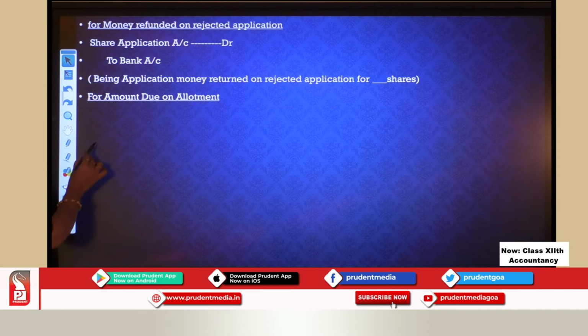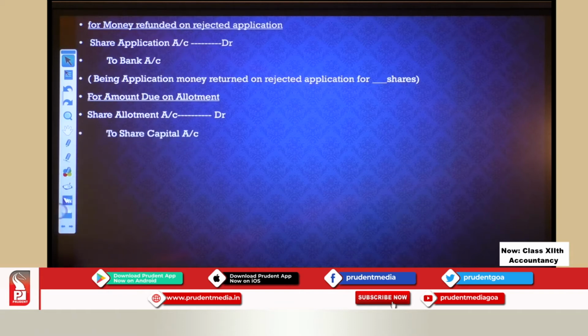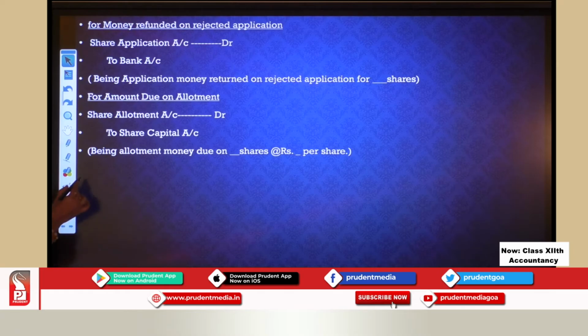for allotment money due, share allotment account debit to share capital. So for allotment we have created an account called share allotment account. We are debiting it because we are going to get this money in future, to share capital, because our capital is increasing. Okay. Being allotment money due on dash shares at rupees dash per share.